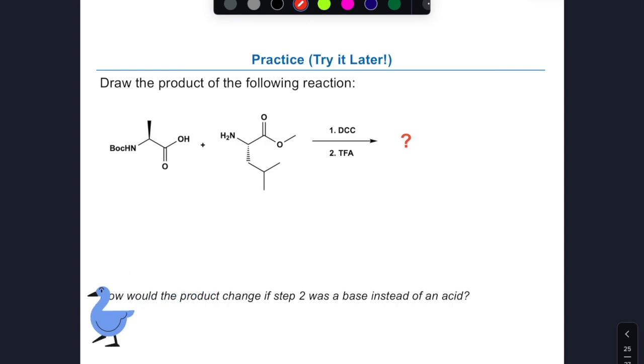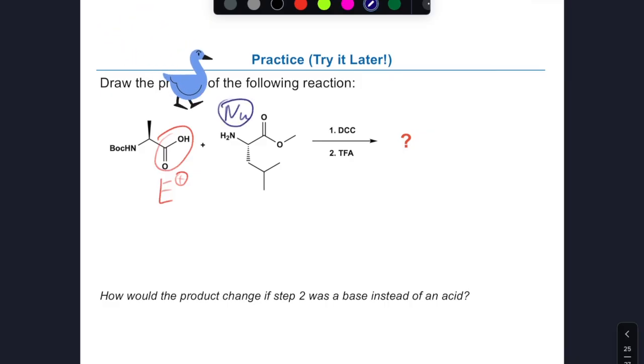Now let's look at the components. This is our electrophile, our exposed carboxylic acid. And that makes this my nucleophile, because we have an exposed nitrogen over here. So that's the coupling we're making. This is the amide that we're going to be attaching onto that carboxylic acid.